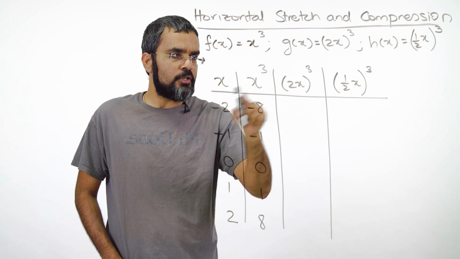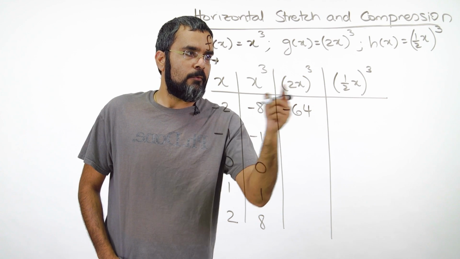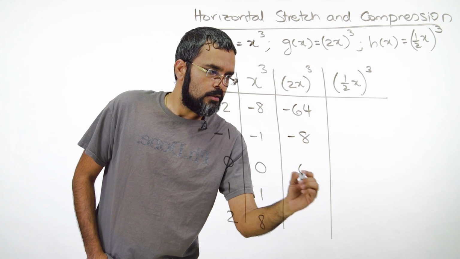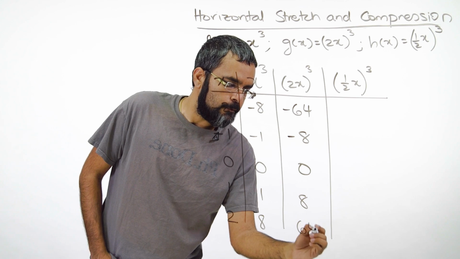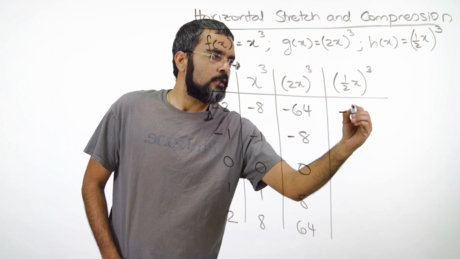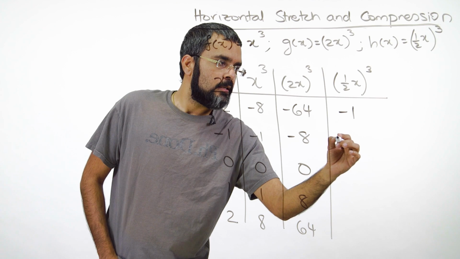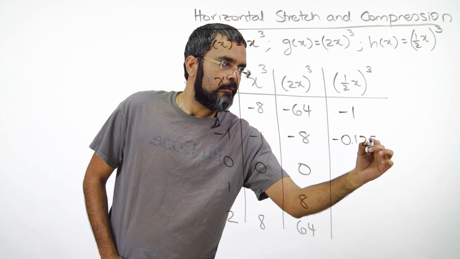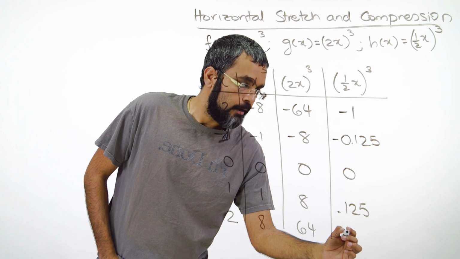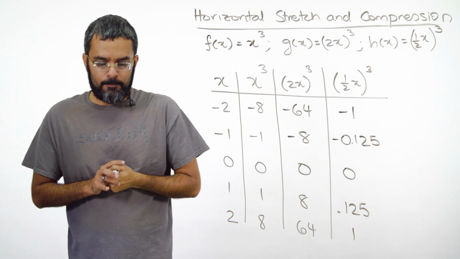For (2x) cubed, well, if I put in -2 here, I get -4, and -4 cubed is -64. Then -1, if I multiply that by 2, I get -2 cubed, which is -8, 0, 8, and 64. For 1/2, if I multiply that by -2, I get -1, so this is -1. This is going to be (-1/2) cubed, which is -0.125, 0, 0.125, and 1. Right? So let's go ahead and graph these points and see what we get.